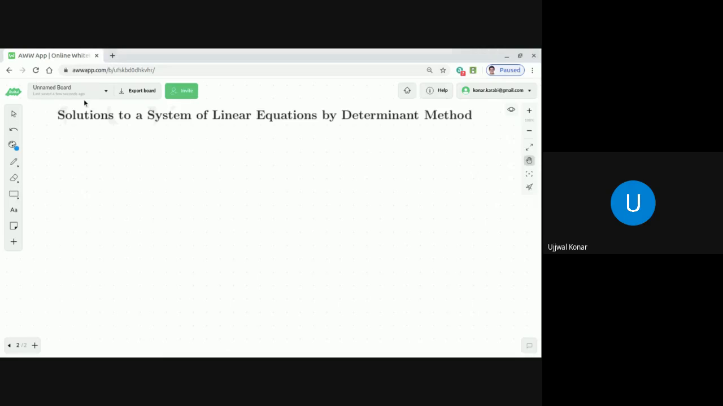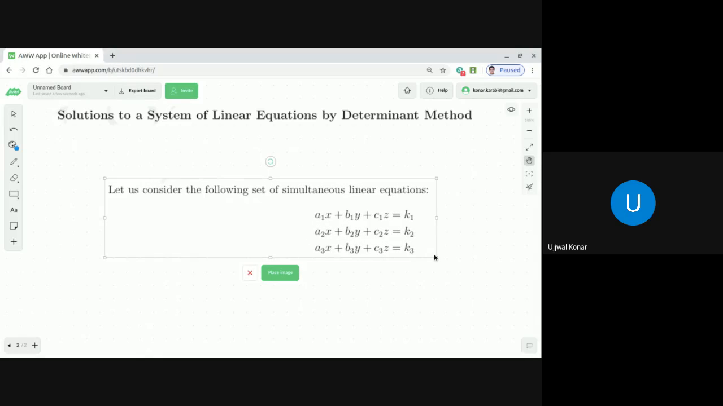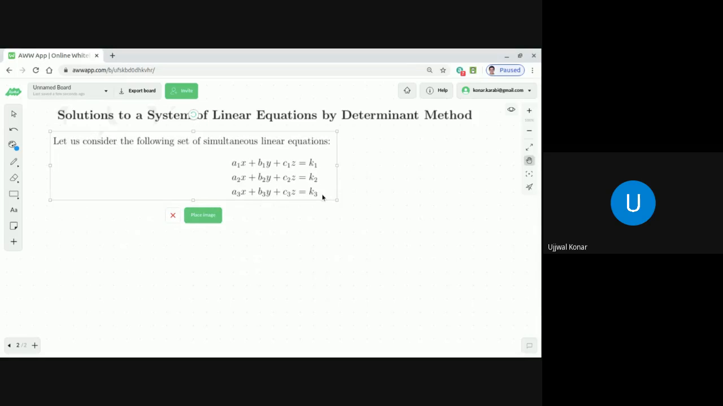Okay, so now let me first place the point in front of you. Let us consider the following set of simultaneous linear equations, and we are going to find the solution to this system of linear equations using a method known as Cramer's rule. Cramer's rule is a simple method to find the solution to a system of linear equations using the properties of determinants. And we are going to see how we can leverage these properties of determinants to find the solution to the system of linear equations.